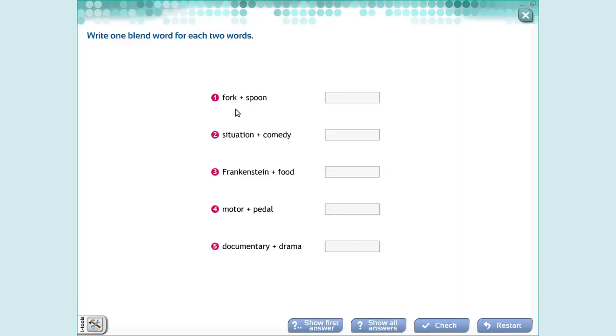The other one, you match the words to create a different one. So, fork plus spoon, we have spork. Situation plus comedy, we have sitcom, like Friends. Frankenstein plus food, we have Frankenfood. Which food do you consider a Frankenfood? I think a Frankenfood for me is polenta with milk. Next one, motor plus pedal is moped. Documentary and drama, we create docudrama. Excellent. Great.